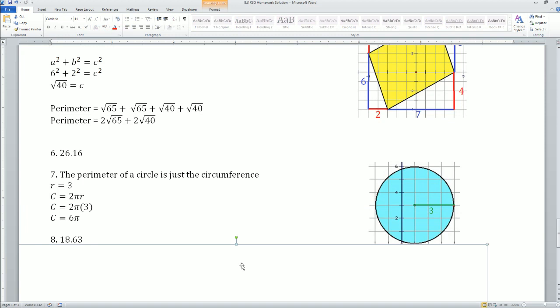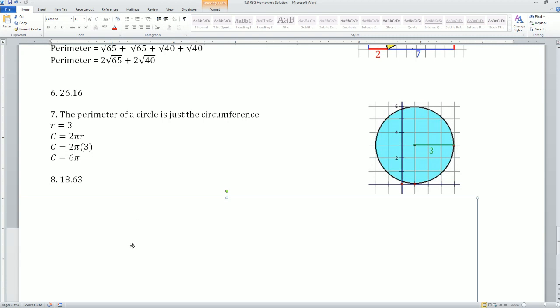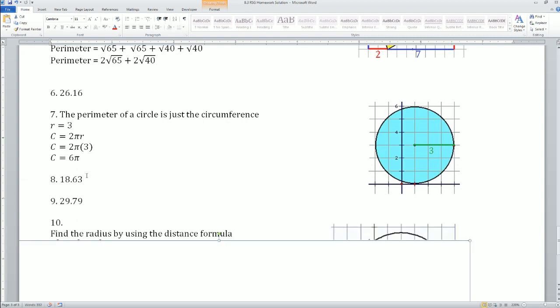Alright, 7. I'm going to show the 7's calculation for you. 7, they're asking you to find the perimeter. The perimeter of a circle is called the circumference. The only thing that you need to find the circumference is the radius. The radius here is 3. It is from the center to the outside of the circle, which is 3. Plug into the formula. C equals 2 pi r. R is 3, so you plug in a 3 here. 2 times 3 is 6. Your exact answer would be circumference equals 6 pi. The perimeter is also 6 pi. 8, you count it up, you should get around 18.63.